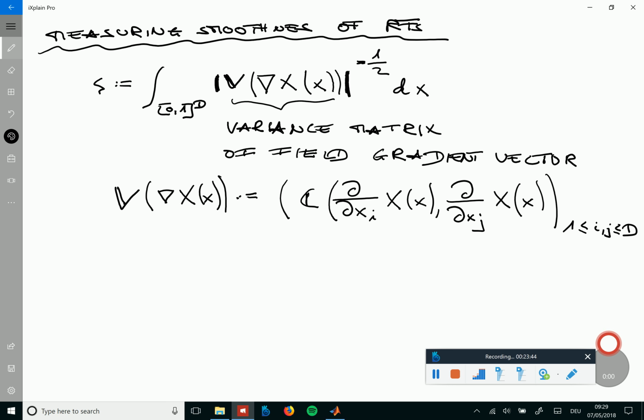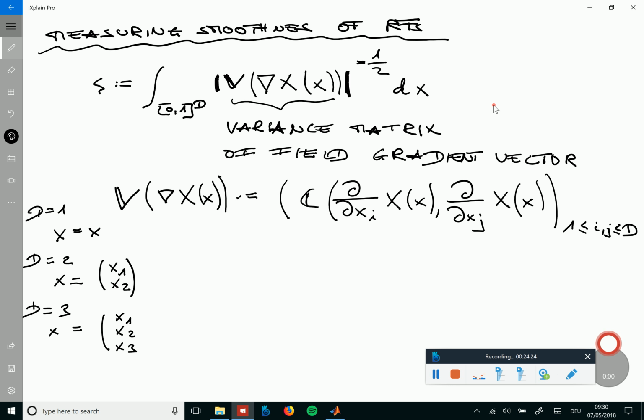So the x vector, of course, depends on which D you are in. If you are in 1D, just to make that clear, so if D equals 1, then of course partial derivative is not that meaningful because it's just a derivative, but you can deal with that. If D equals 2, then X, of course, is two-dimensional. So then partial derivatives kick in. And if D is three-dimensional, like we have it in fMRI, then, of course, there are three partial derivatives.